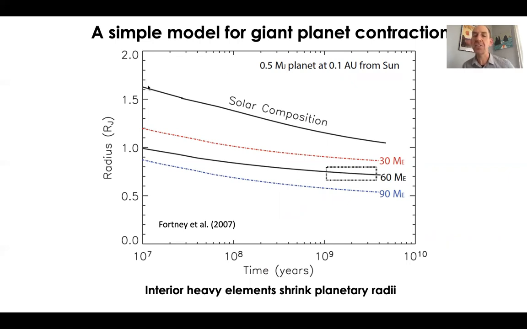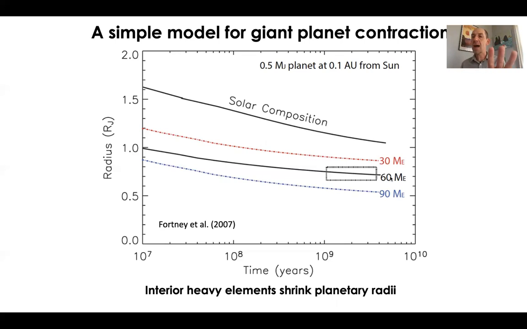If it's made of pure hydrogen helium, we get a cooling track like this. If instead the planet has 30 Earth masses of metals inside it, or 60 Earth masses, or 90 Earth masses of metal inside it, what that means in terms of a model is that planet would have a smaller radius at any given age. And if we have a planet with a known mass, a known radius, and a known age, we can essentially look at if your model goes through that box. And if you go through that box, we can assess the amount of metals inside the planet.